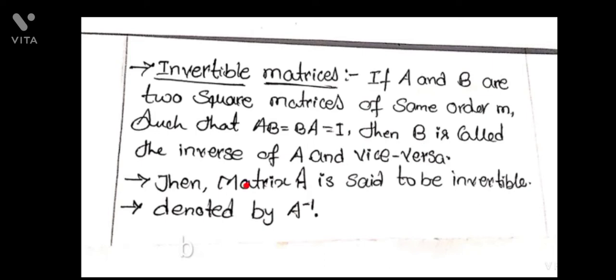Then matrix A is said to be invertible. If the following conditions are applied and satisfied, then we can call that matrix an invertible matrix. Next, how is it denoted? An invertible matrix is denoted by A inverse, that is A to the power minus 1, and we say it as A inverse.